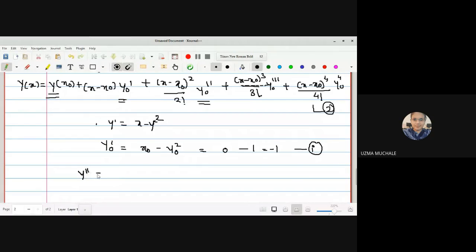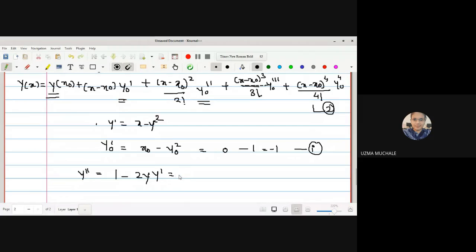Similarly, let us find out y double dash. If this is y dash, how to find out y double dash? Y dash is x minus y square. We have to evaluate the derivative of this. That is, y double dash is equal to derivative of this term with respect to x: derivative of x with respect to x is 1. Derivative of y square is 2y. Derivative of y is y dash. So it is 1 minus 2y into y dash.